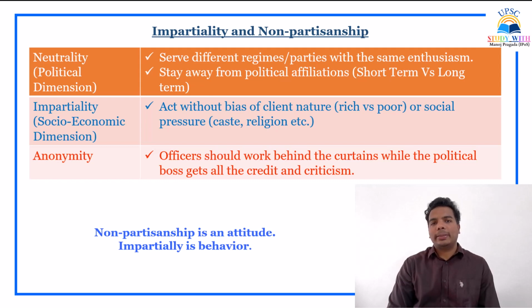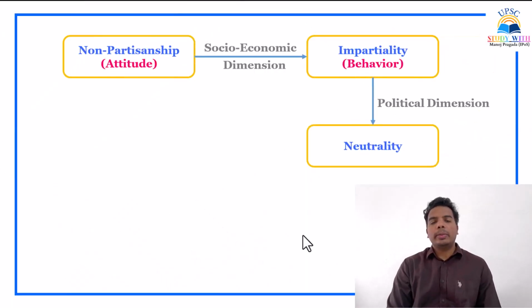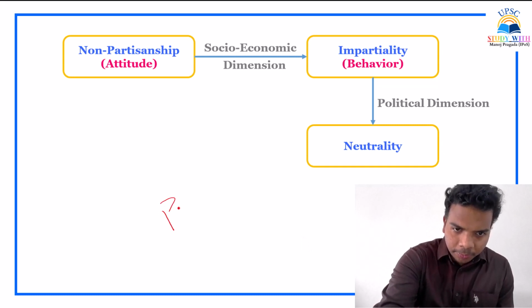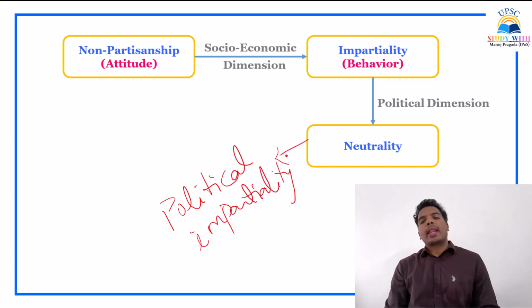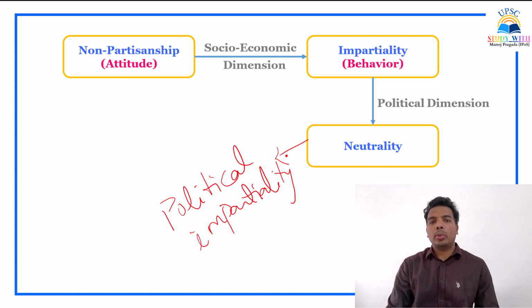Then what about neutrality? And what about anonymity? See, I have given you one diagram where it's been clearly shown that non-partisanship is an attitude and impartiality is a behavior. And neutrality is what? Political impartiality, we say. Neutrality is political impartiality. The concept should be very clear to all of you so that you can write answers very clearly. You should have very clear-cut conceptual clarity. What is neutrality? What is impartiality?